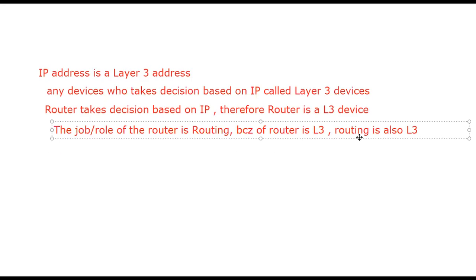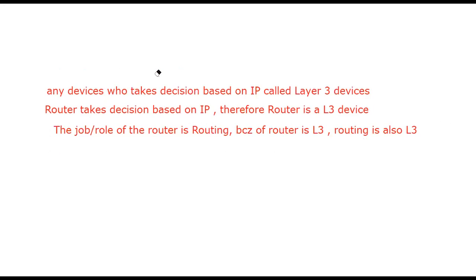So as a summary, IP address is a layer 3 address. The router is a layer 3 device because the router takes decision based on IP, and IP is layer 3.